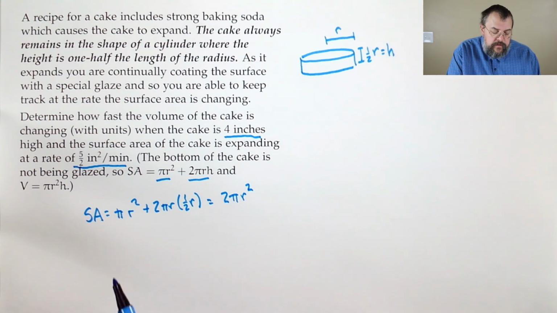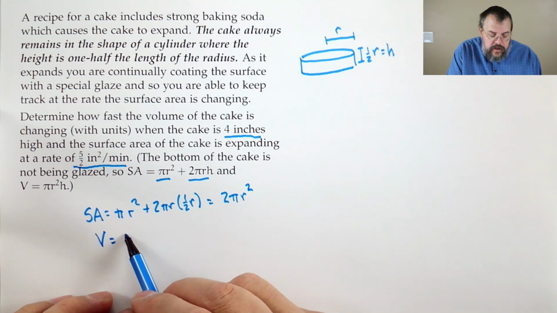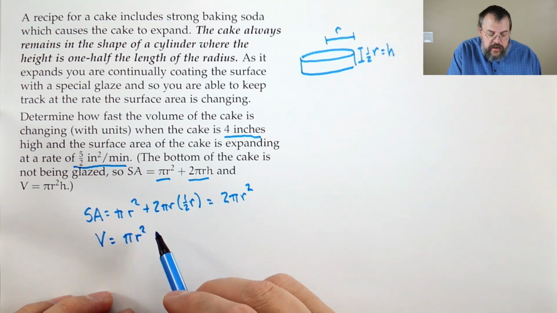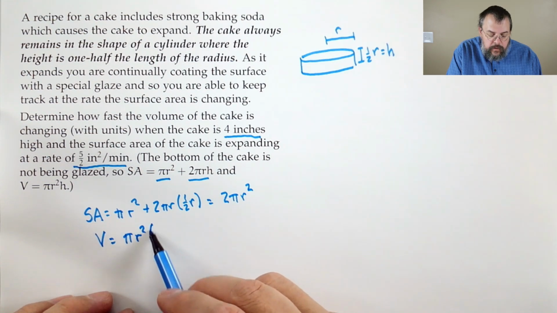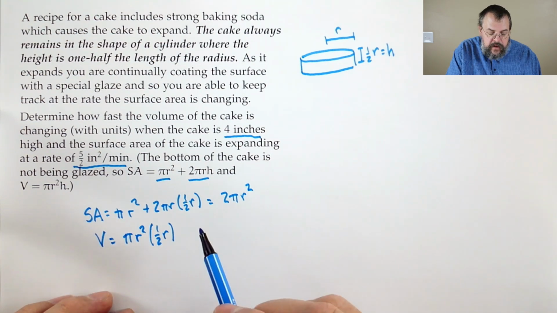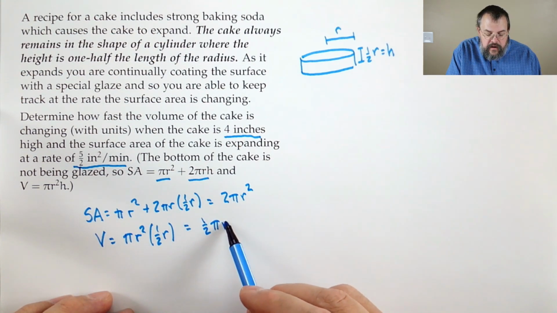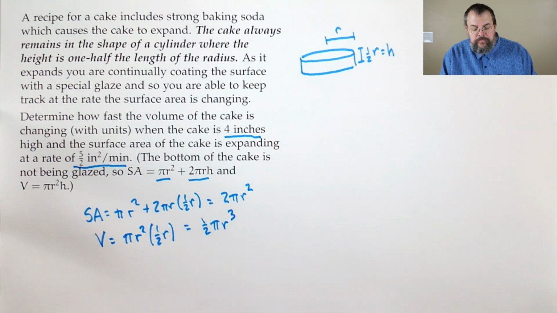Now, what about volume? What is that? Well, the volume is equal to pi r squared times 1/2 r, because I'm replacing the height by 1/2 r. So this would become 1/2 pi r cubed.